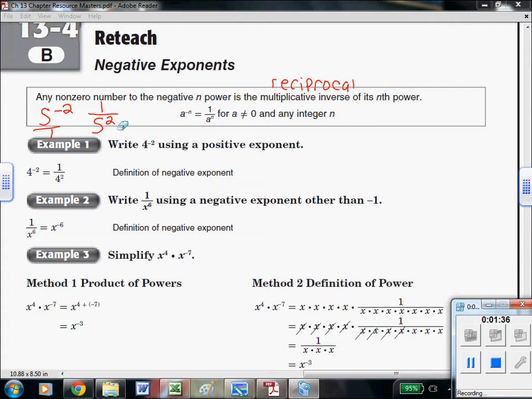So now, first take a look at theirs. 4 to the negative 2 power, well, that's like the one we just did. That turns into 1 over 4 squared. And now the exponent's positive once it's down there.